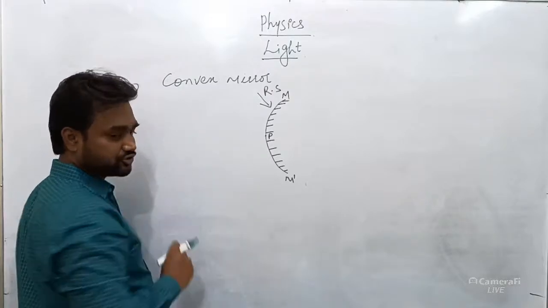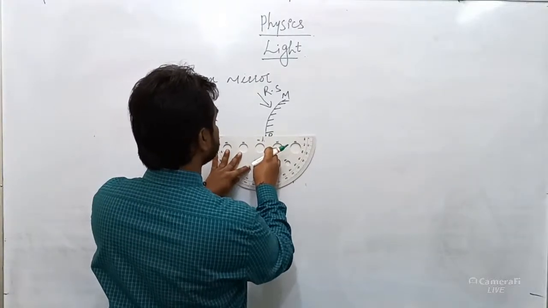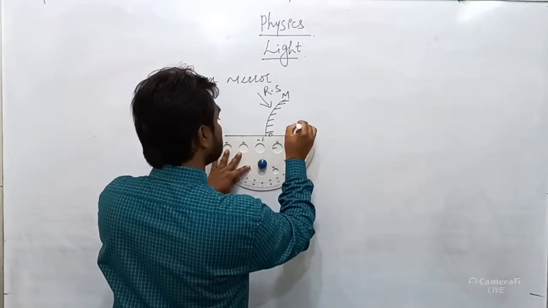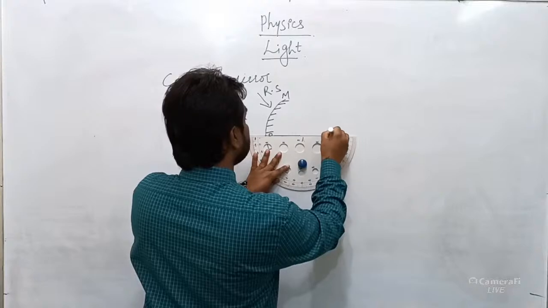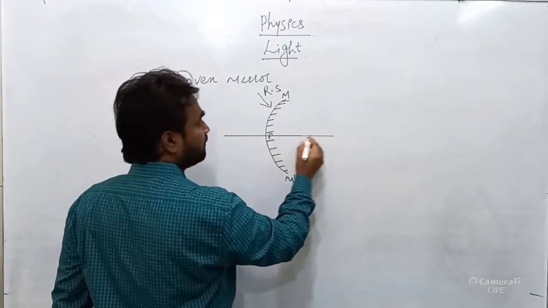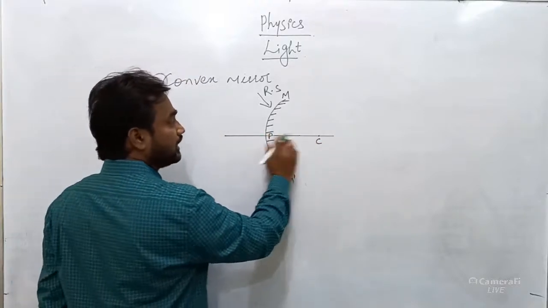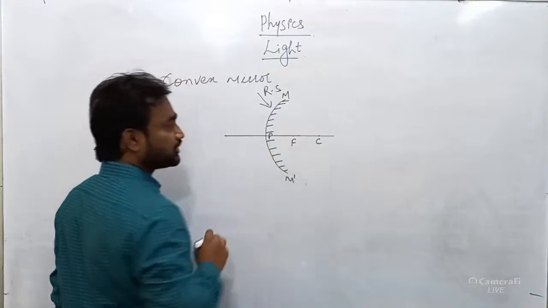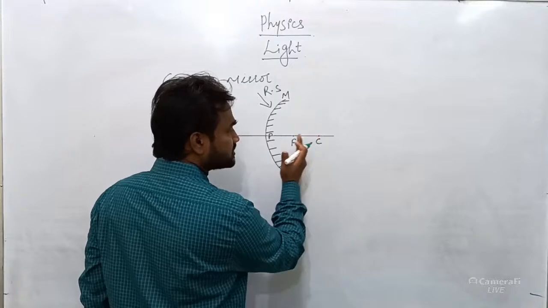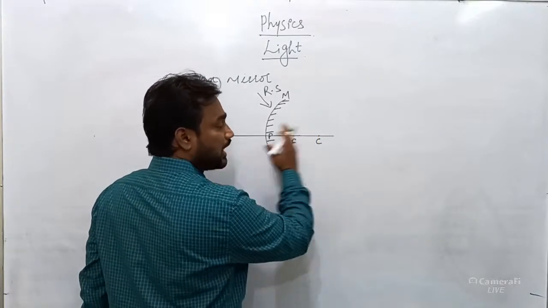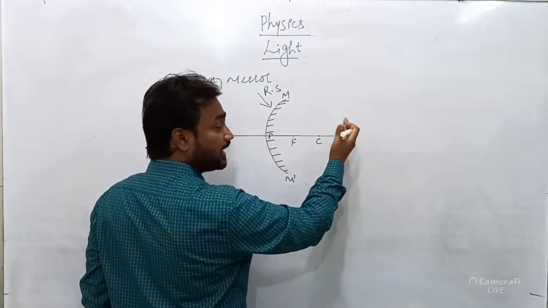Now if I draw a straight line passing through this pole, we call it the principal axis. This straight line will also pass through the center of curvature. Let us consider this as the principal focus. If you observe here, the center of curvature and the principal focus are lying on the left hand side, that is, behind the mirror.